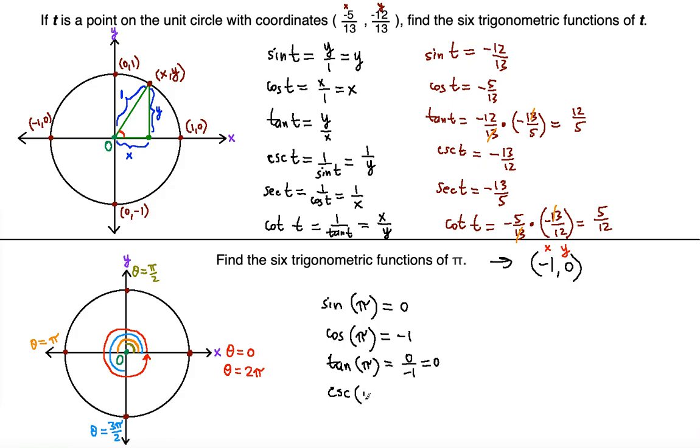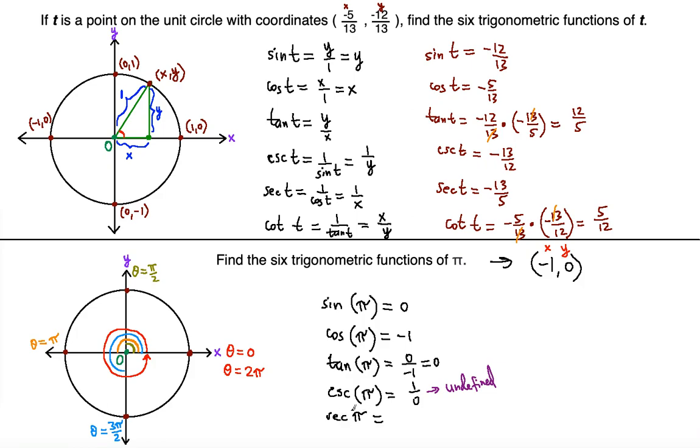Cosecant of pi is 1 over y. 1 over y is 1 over 0. 1 over y, I looked at the x for some reason. 1 over 0, which is the y value. Can we do that? No, right? This is undefined. This is not allowed. Now, the next one is secant of pi.